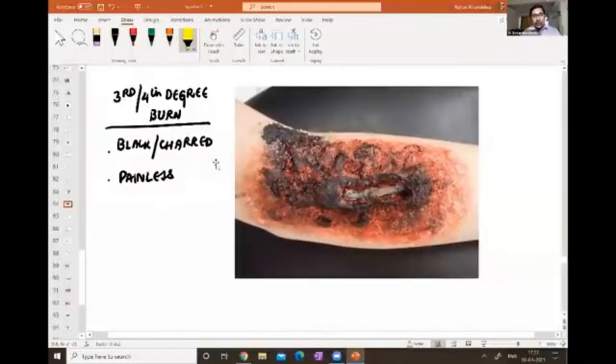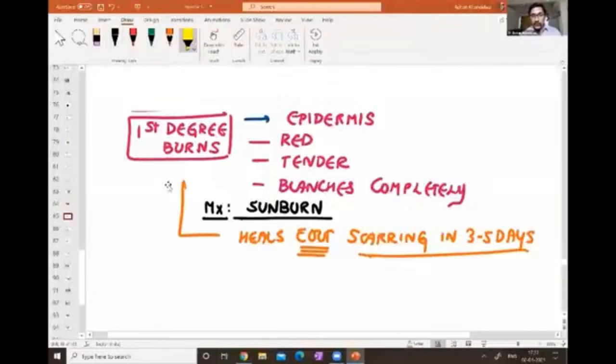First degree burns involve only the epidermis. They're red, tender, and they blanch completely. One of the examples is a sunburn. They heal without scarring in 3 to 5 days.